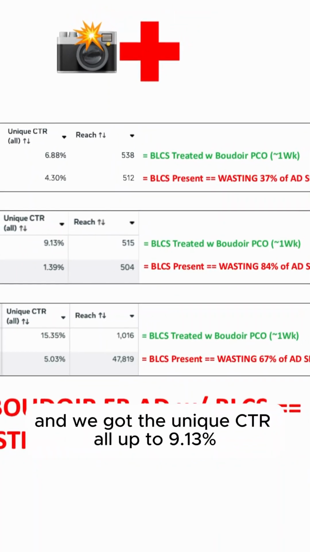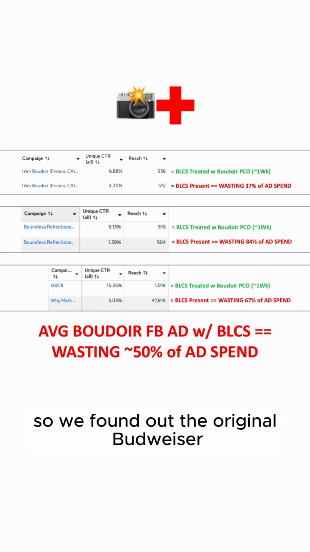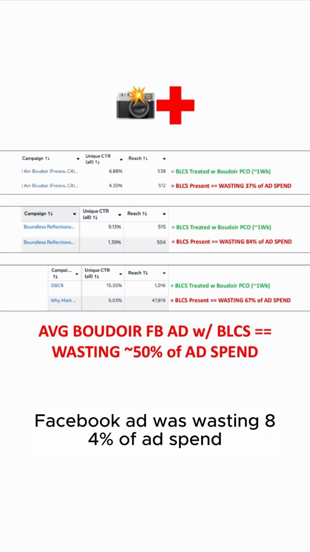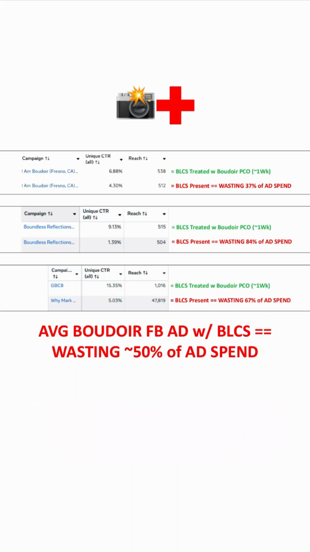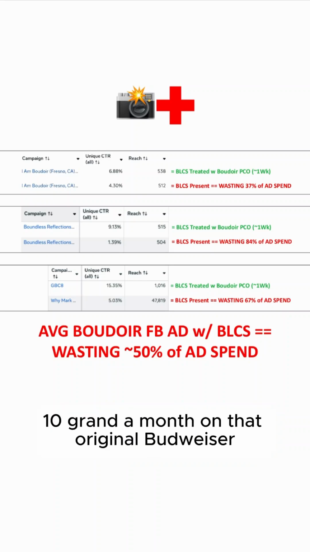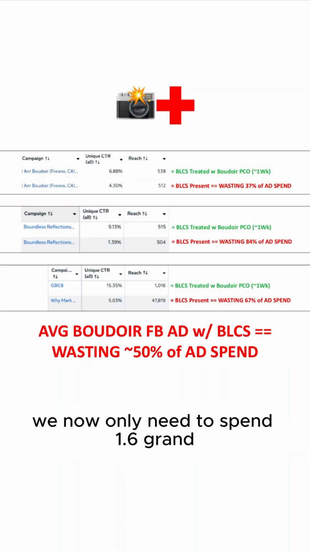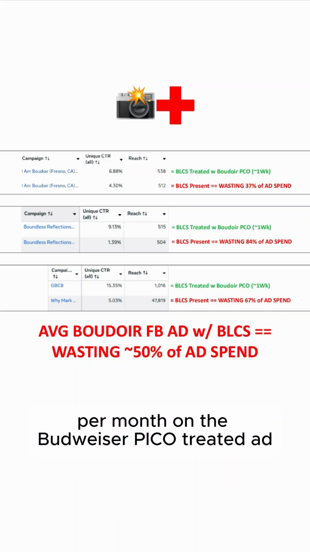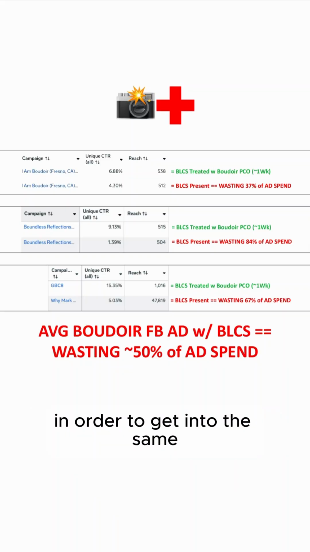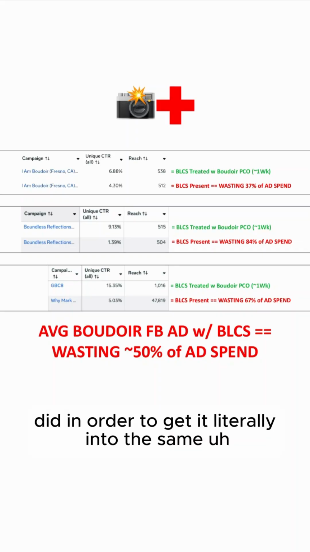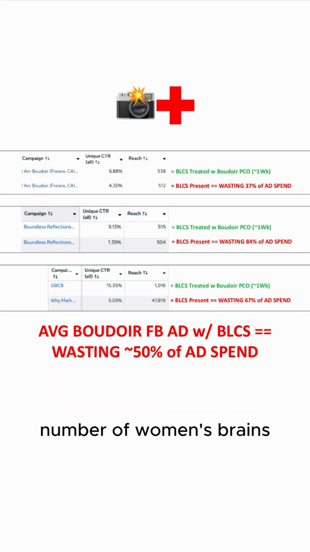It took about a week, and we got the unique CTR all the way up to 9.13%. So we found out the original Boudoir Facebook ad was wasting 84% of ad spend. As a result, if they were spending 10 grand a month on that original Boudoir Facebook ad, we now only need to spend 1.6 grand per month on the Boudoir PCO treated ad in order to get it literally into the same number of women's brains.